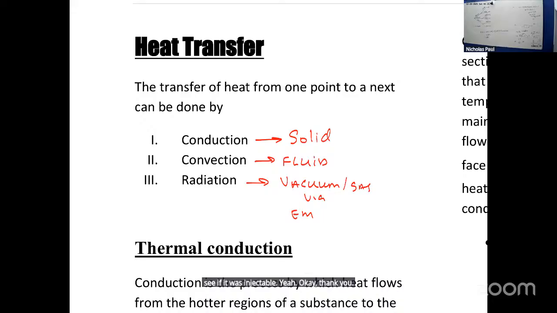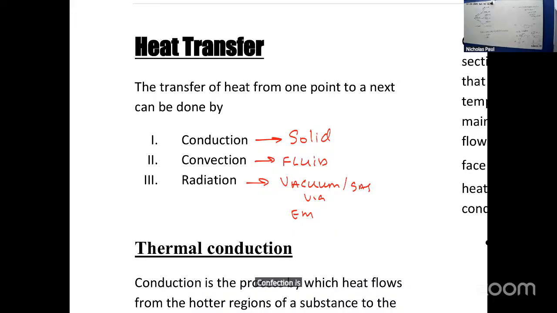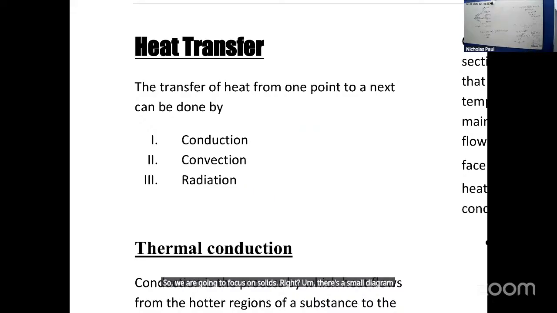Right? So the transfer of heat from one point to the next. Conduction, that's what we're focusing on today. Conduction is the heat flow through a solid. Convection is through a fluid. Radiation is through a vacuum, or fluid, or gas, sorry, via electromagnetic radiation. So we are going to focus on solids. There's a small diagram here that's got the block.